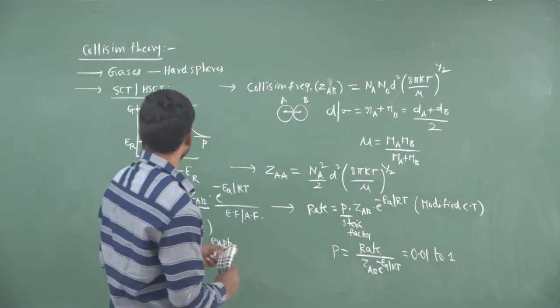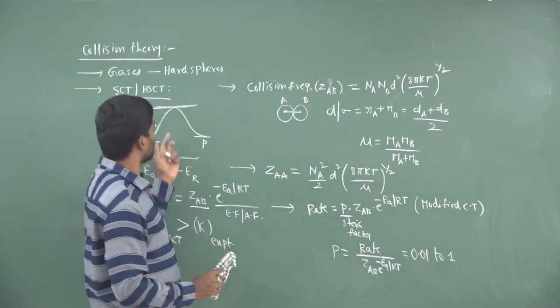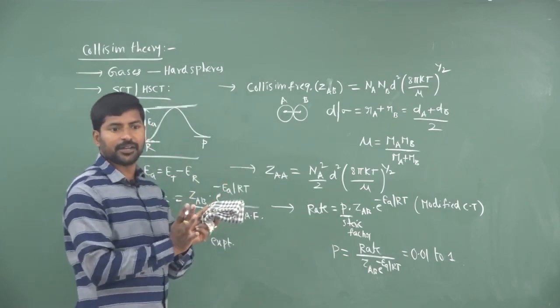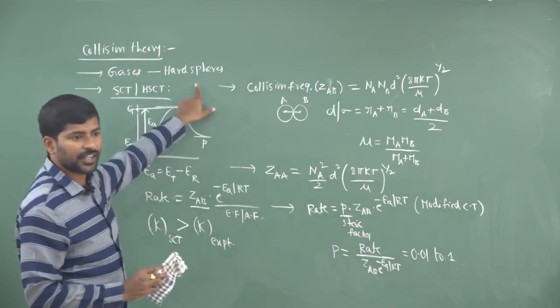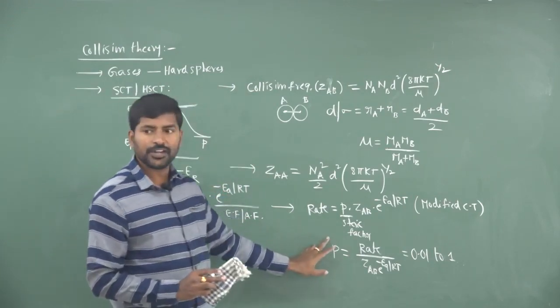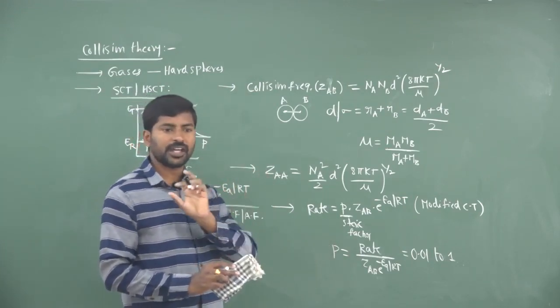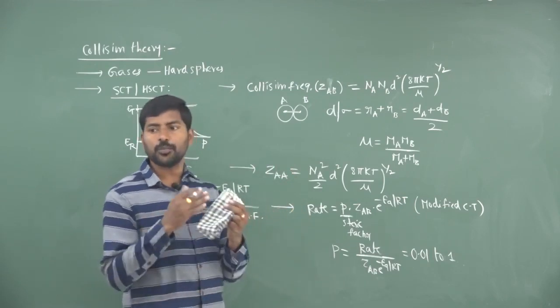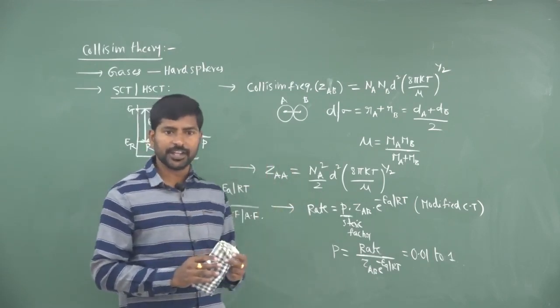According to simple collision theory, the molecules are considered hard spheres. That means from any direction the reaction may occur. But according to modified collision theory, the reaction cannot occur from all directions. They have to collide in proper orientation, then only the reaction takes place.